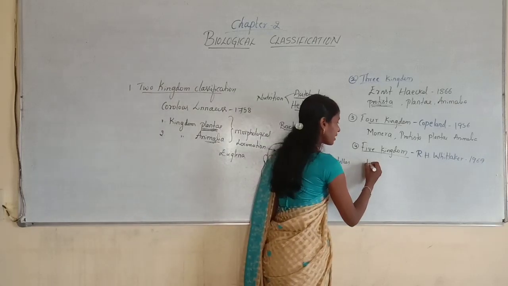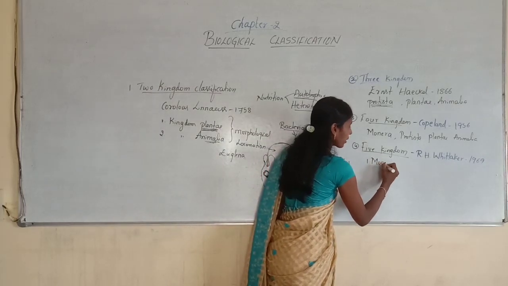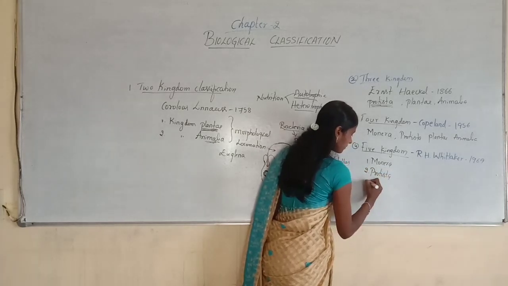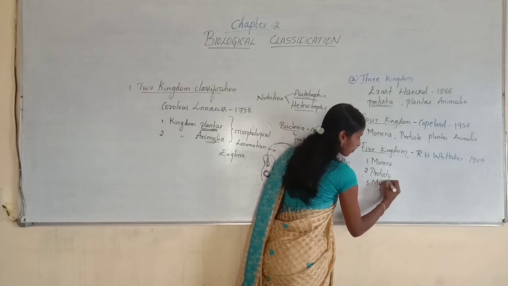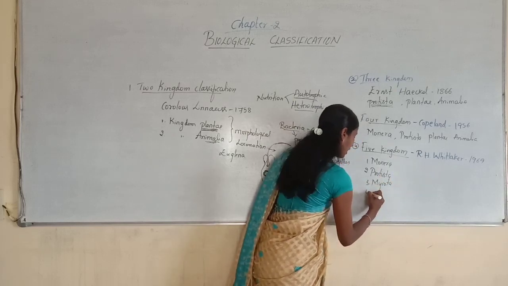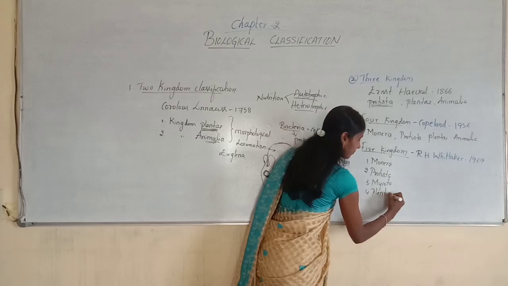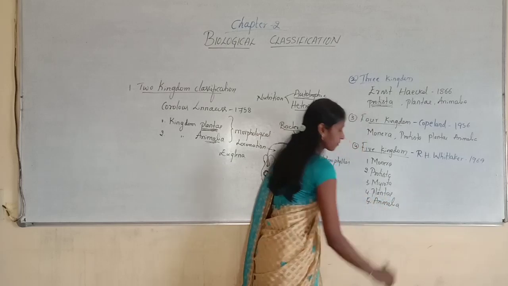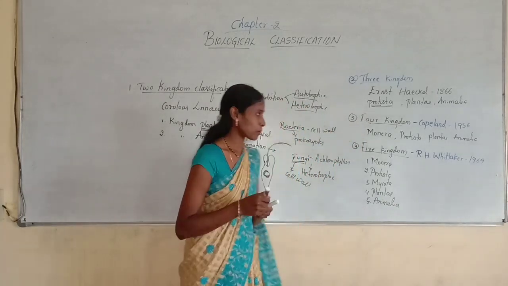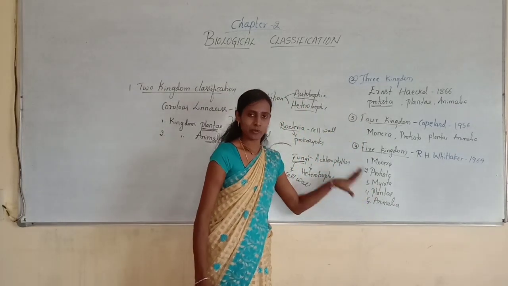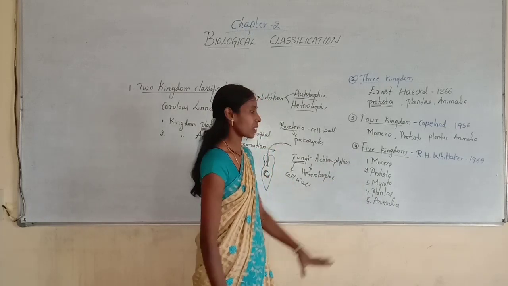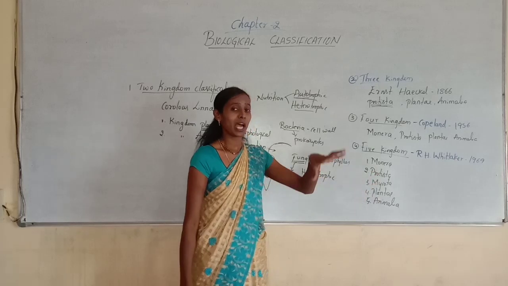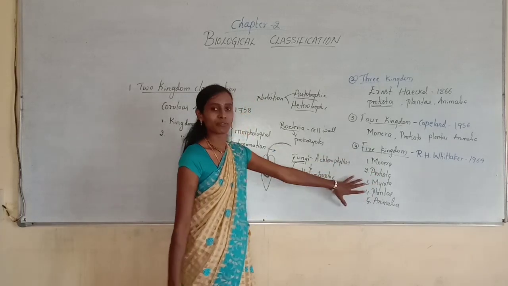Now there are five kingdoms, namely kingdom Monera, Protista, a new kingdom called Mycota, also called fungi, then Plantae, and Animalia. So these are the five kingdoms proposed by R.H. Whittaker. He classified the living organisms into five kingdoms. These five kingdoms are very, very important. Now the existing kingdoms are these five kingdoms only.